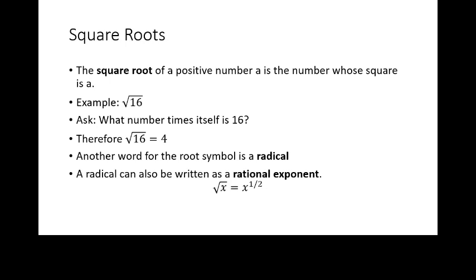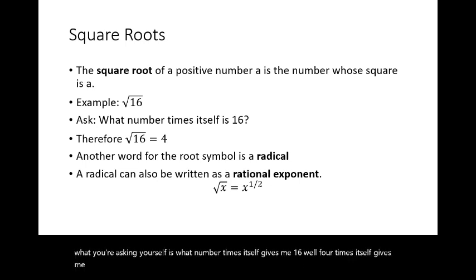So when you're evaluating the square root of 16, what you're asking yourself is, what number times itself gives me 16? Well, 4 times itself gives me 16, so the square root of 16 is equal to 4. Another word for the square root symbol is called a radical. And there are actually going to be different types of roots, which is why we kind of all lump them together into this one term called radicals.